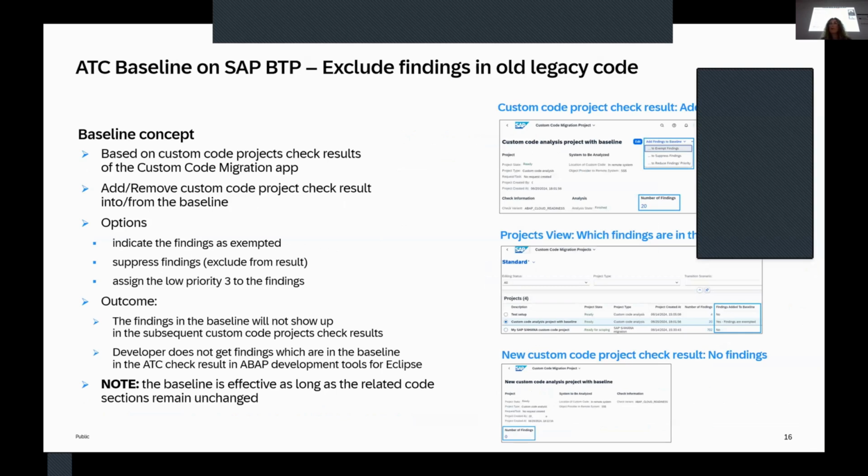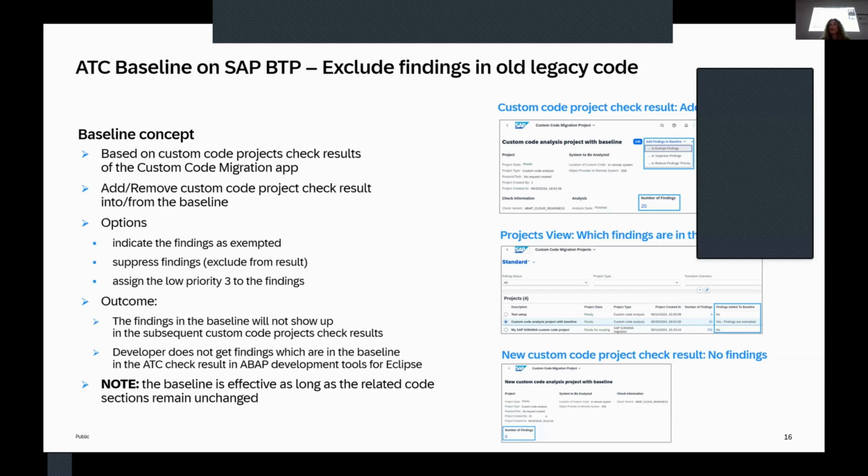Last but not least, there is also the ATC baseline available. And for those of you who know the baseline from ATC on-premise, the baseline is good to exclude the findings in old legacy code. The findings which are taken into the baseline are not considered anymore and will not pop up in the next upcoming ATC run.